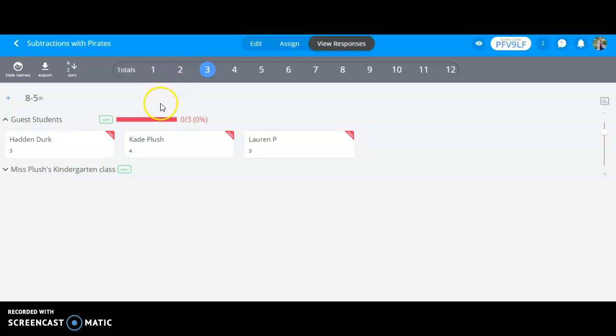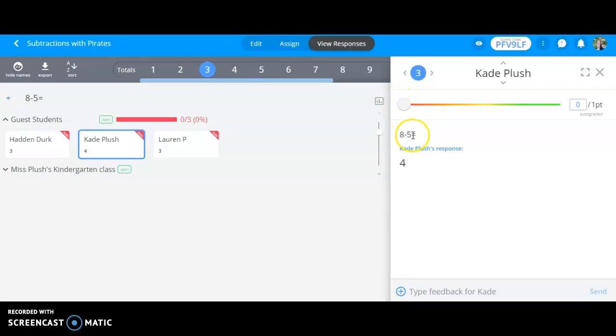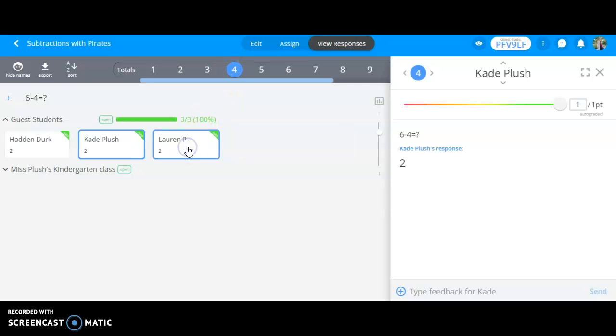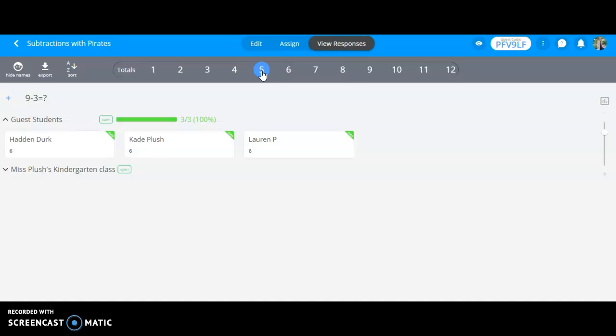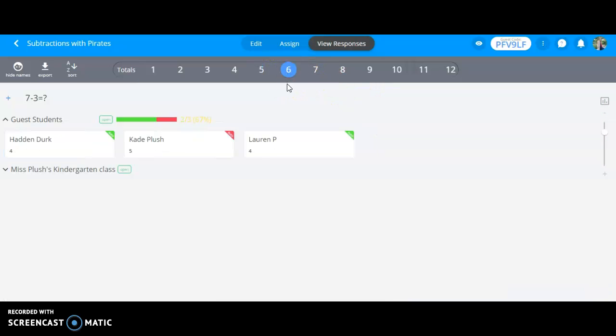Number 3, it looks like we all must have gotten it wrong. 3 minus 5 equals 3. Great. Let's move on to number 4. Our answer should have been 2. Looks like we all got number 4 right. Let's move on to number 5. If we open it up, it should have been 9 minus 3 equaling 6. We got it all right. Good job, everybody. Let's move on to number 6.